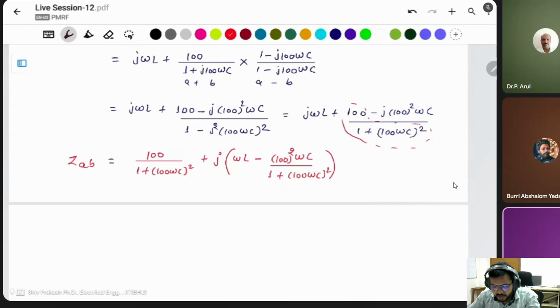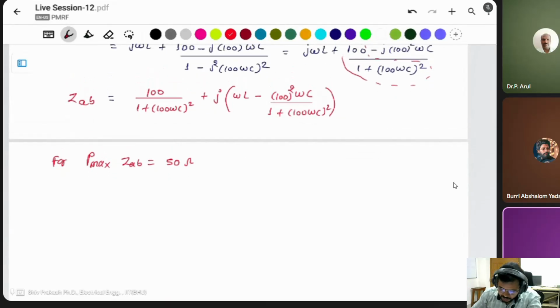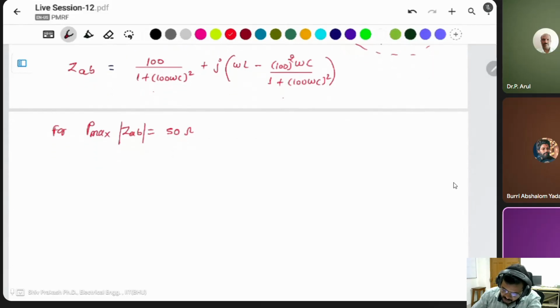For maximum power, Z AB should be equal to the source impedance. The source impedance is only a resistor, which is 50 ohm, as given in the question. Then we have to take the magnitude of this. Means the magnitude of this should be equal to 50 ohm.